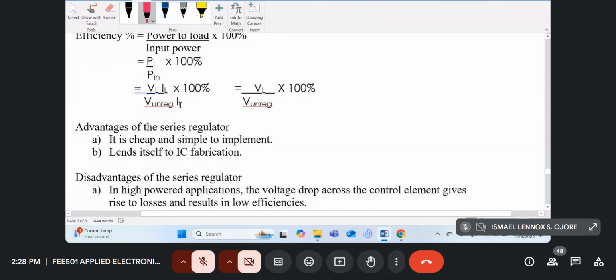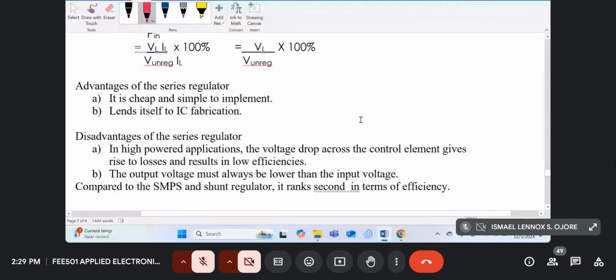So in the example, the input can vary from, I think I wrote, 15 to 40 volts. You put 15 over here, the maximum value. So it's PL, VL times IL, divided by the power input, which is the maximum unregulated voltage times IL, and this IL will cancel, and you just get VL over V unregulated times 100. Okay, so that's the other important parameter of a regulator.